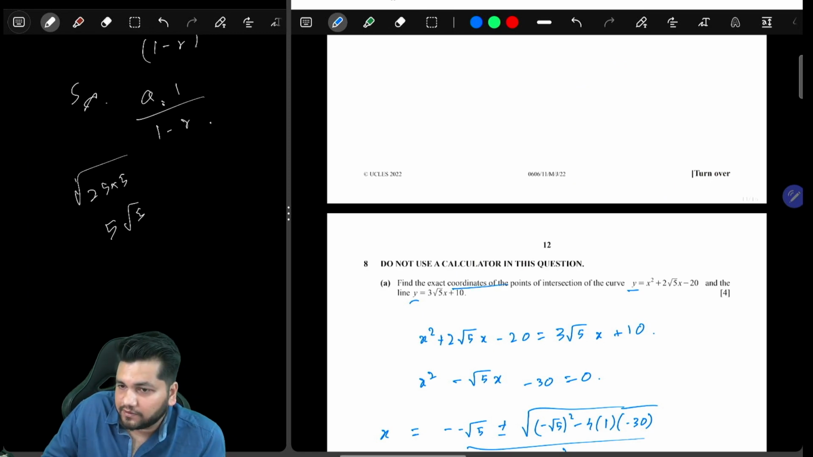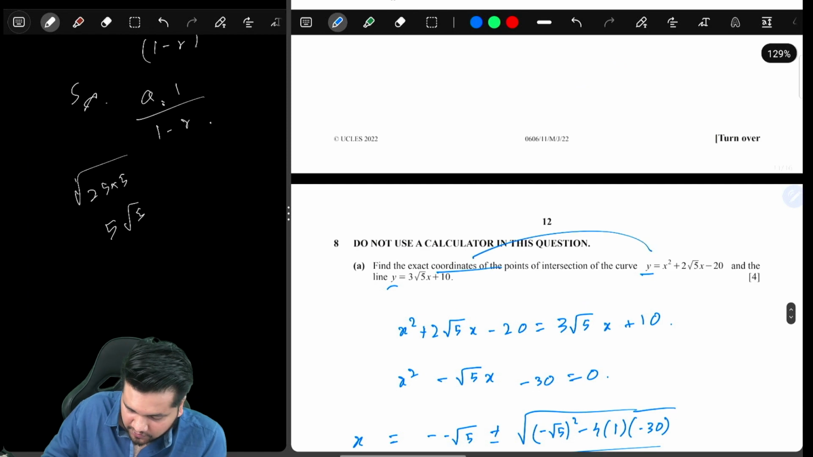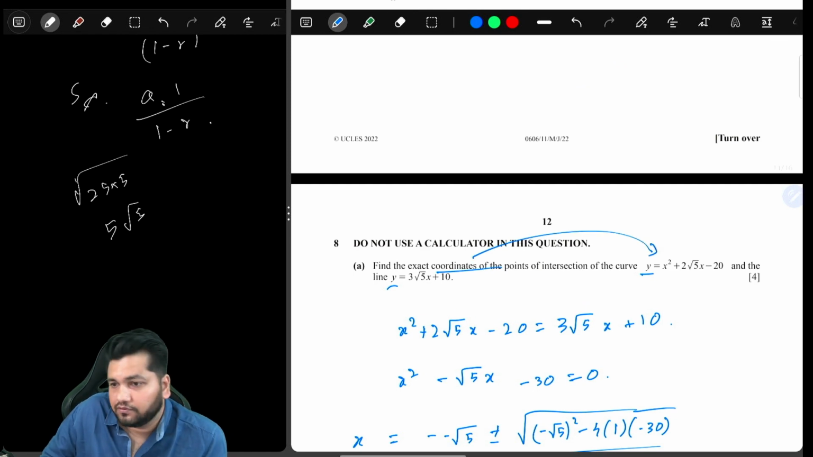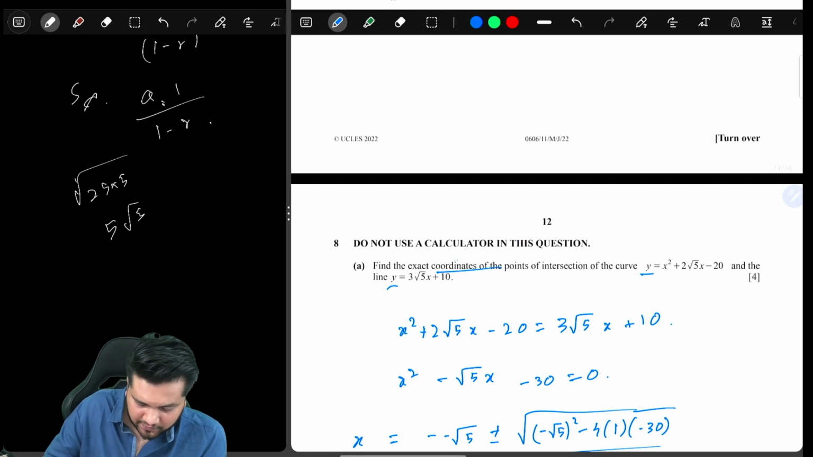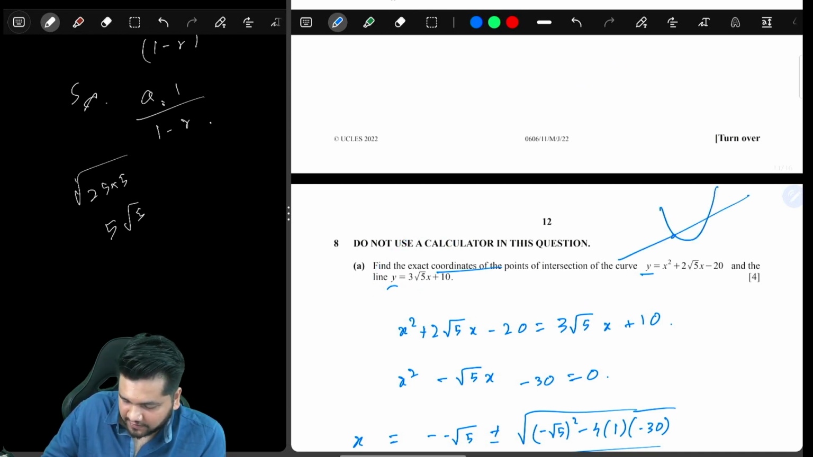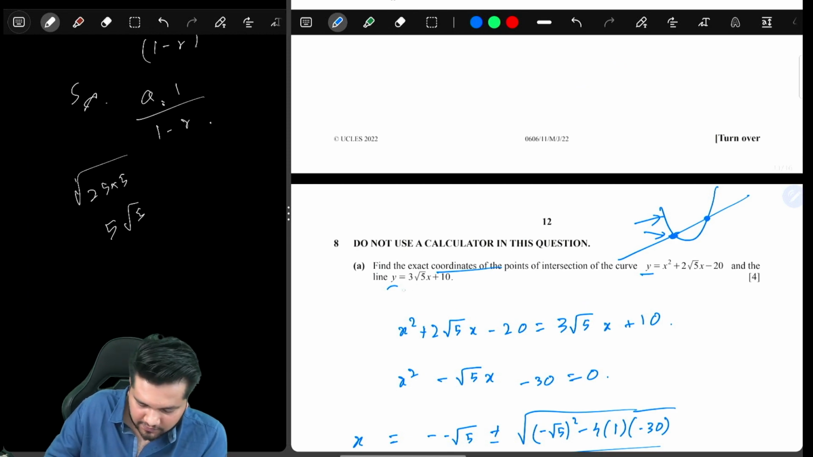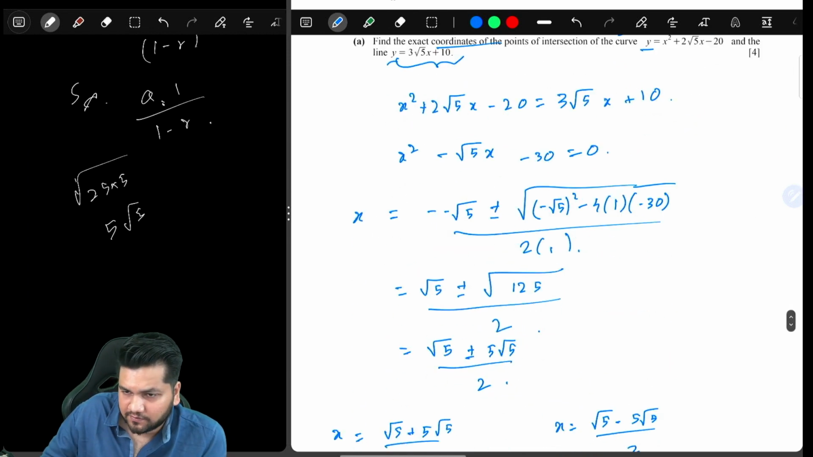Now see, they are looking for the coordinate, so generally people forget that they are asking for coordinates. So we'll have to find the y values as well. Now obviously there are two choices. Either you can substitute in this equation x square 2 root 5x and so on, but obviously we won't prefer that, we will prefer this. Understand, it's like this, maybe this is like this curve and this is this curve, so we are getting these two points. Now obviously even if you substitute in this curve or in this curve, we got these coordinates, so it will satisfy both the equations, but obviously we'll use the easier one, which is 3 root 5x plus 10.